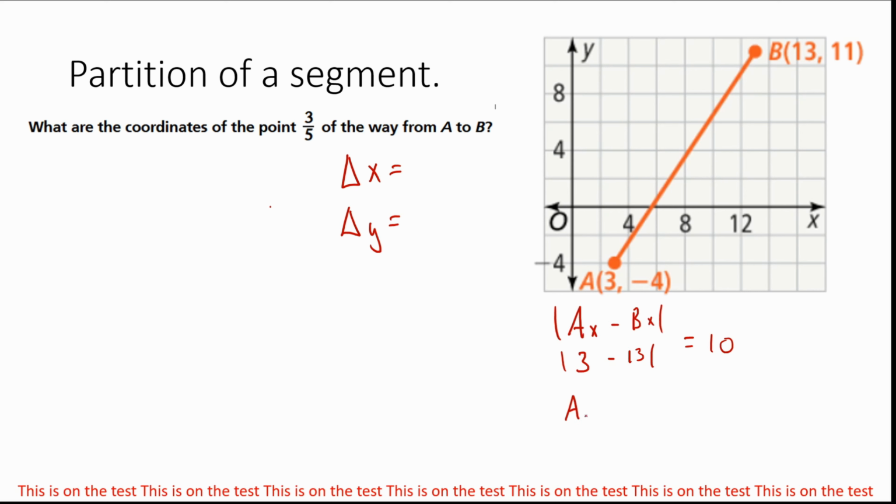Now I'm going to look at my point A Y value minus my point B Y value. So if I go to A, my Y value is negative 4 minus my point B Y value, which is 11. Again, these are lengths. So negative 4 minus 11 is negative 15, but I'm going to take the absolute value of that, and I have 15. So my change in X is 10, and my change in Y is 15.